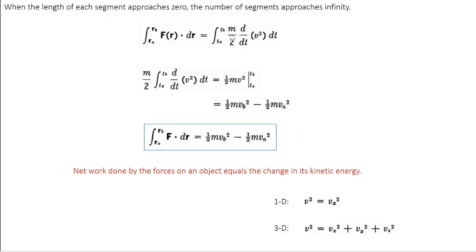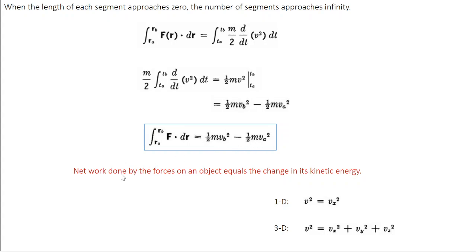Now let's solve the right hand side. m by 2 is a constant that comes outside the integral. So you have integral Ta to Tb d by dt v square dt. So integral of the derivative is nothing but the term inside. So you have half mv square, apply the limits from Ta to Tb. And velocity at time Tb is Vb and velocity at time Ta is Va. So the right hand side is half mVb square minus half mVa square. So when you put it back into the original expression, you get integral Ra to Rb F dot dr equal to half mVb square minus half mVa square.